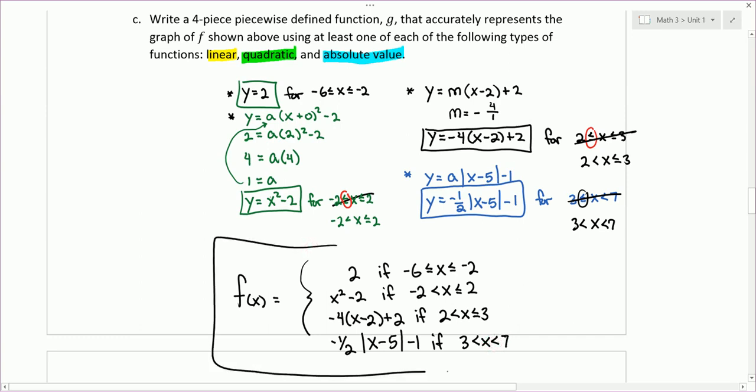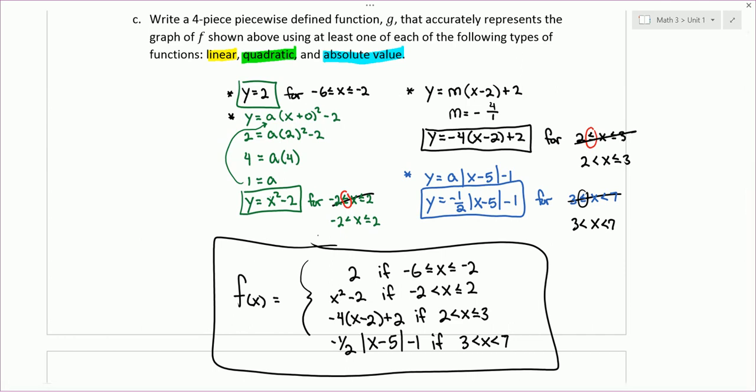That is our answer. A lot of work involved there. Take your time, make sure you have the right equation, and then after the right equation, the right domain for each equation. And just remember, the different pieces cannot share any points.